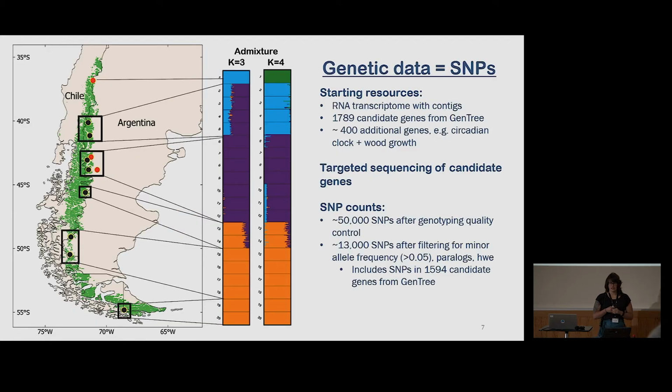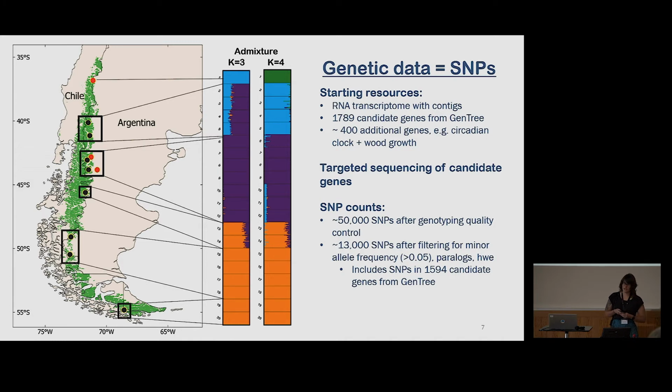The first analysis that I did was with the genetic information. In this species, there have been some genetic analyses, but mostly with microsatellites, so this is the first of its kind to use SNP data. The starting resources we had were an RNA transcriptome with contig information from our partners in Argentina. We also used the exact same list of candidate genes from GenTree, so it's 1,789 candidate genes that were identified for these 7 species in Europe, because we also want to look for convergent evolution.